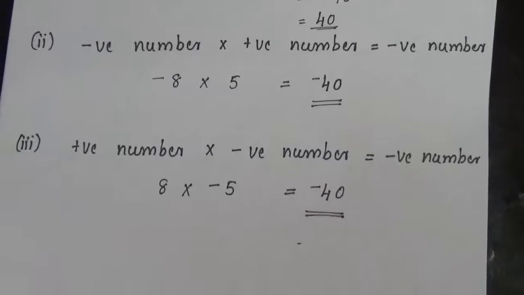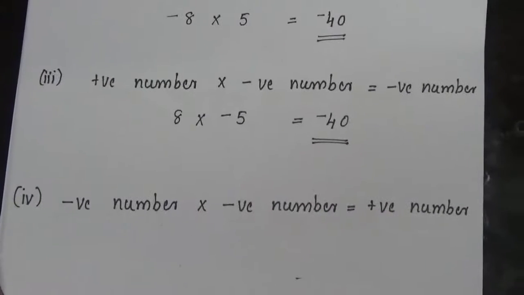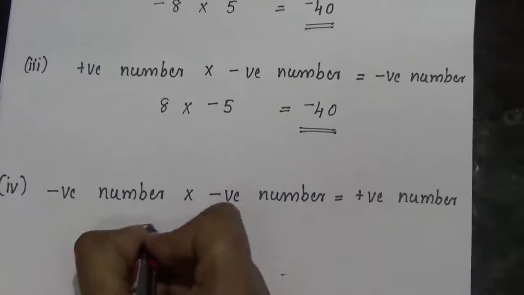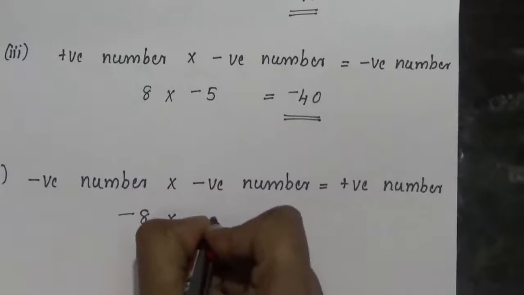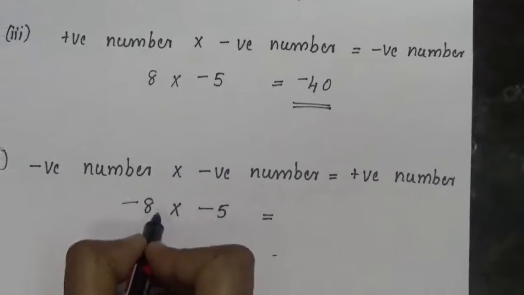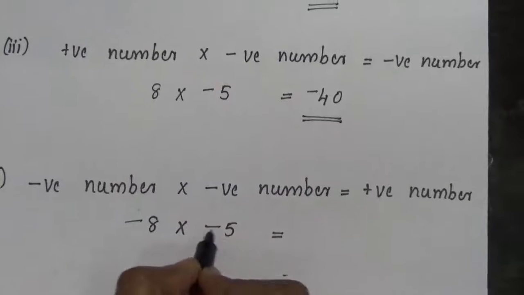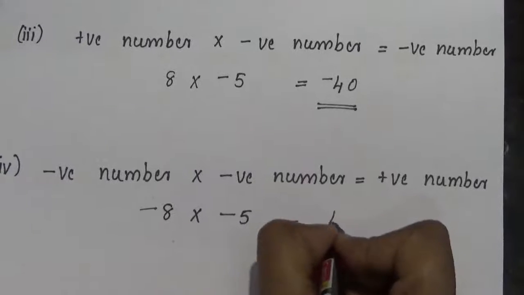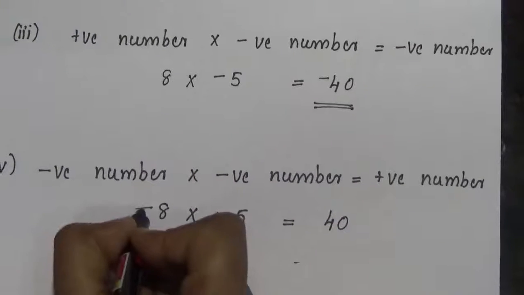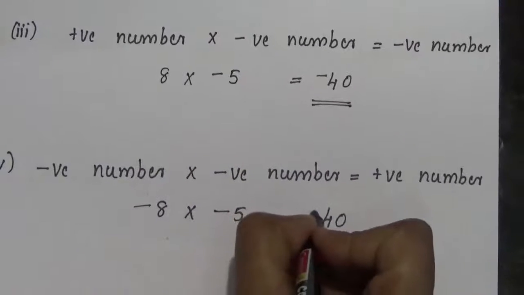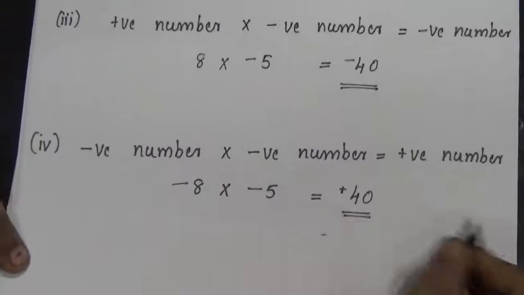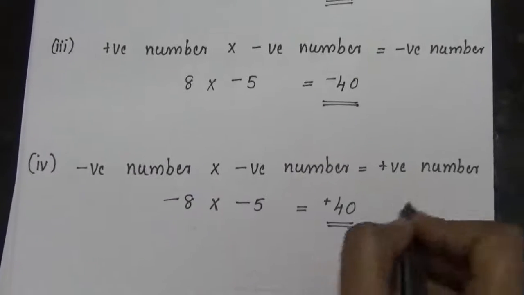Got it? And next is negative number into negative number, that is equal to positive number. Suppose we have the numbers minus 8 into minus 5. In that case, you multiply the numbers without considering their signs, that is 8 and 5. 8 into 5 is 40. Then multiply the signs. Minus into minus is positive, so the answer is plus 40. So you have to remember this rule.